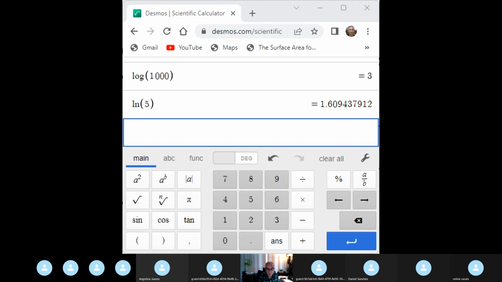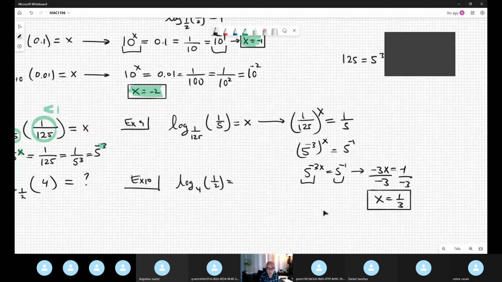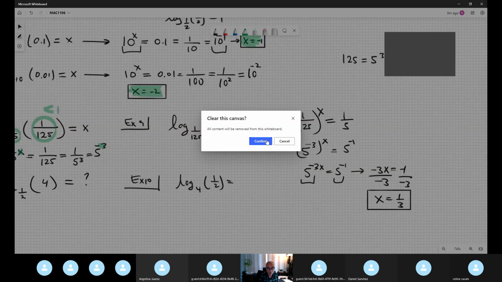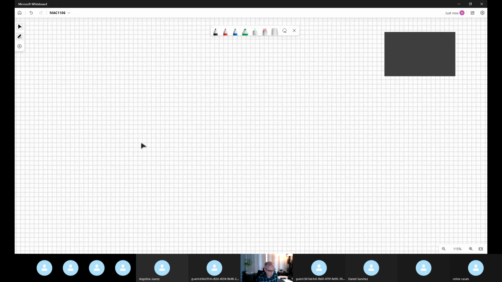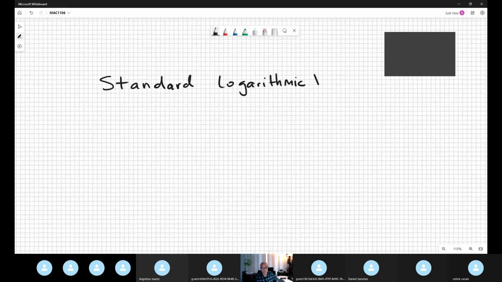Look. You see the whiteboard? Yes or no? No? Yes? Yes. Cool. So we have the standard logarithmic functions.